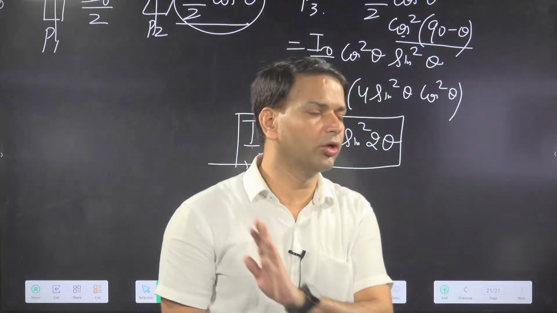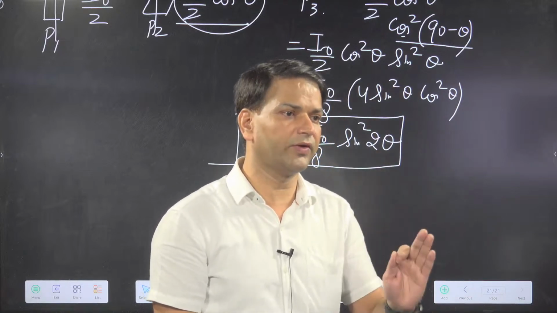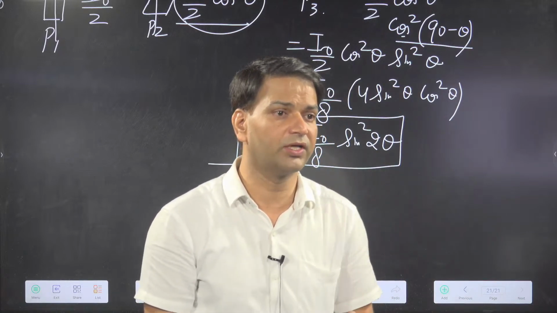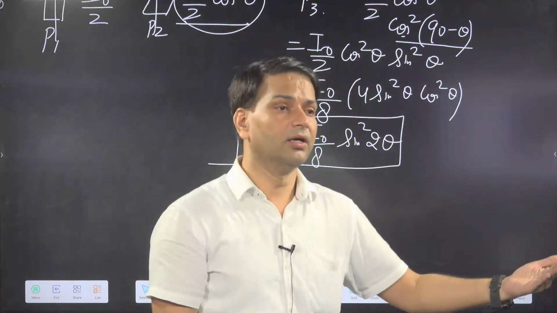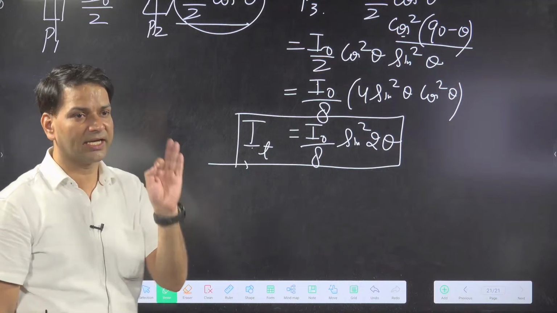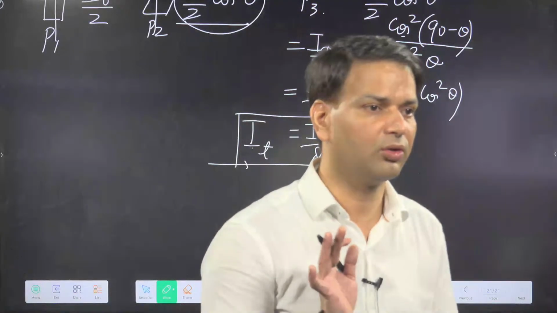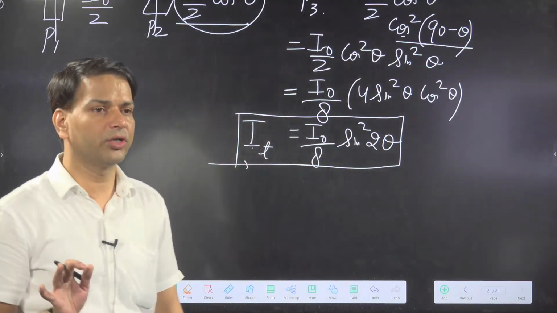For the first polarizer, no need to mention what the orientation is. Whatever the orientation of the first polarizer, the transmitted intensity from the first one is always I naught by 2. If unpolarized light is incident on the first polarizer, the transmitted intensity will always be I naught by 2, doesn't matter what the orientation is.